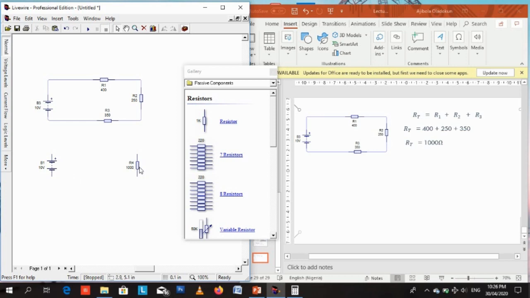So let me rotate it this way. This is another way of connecting a resistor across a voltage source, or a voltage source across a resistor. As long as the terminals are connected right, the orientation doesn't matter whether it is vertical or horizontal. As long as the right terminals are connected to the right terminals, that's what matters. The orientation doesn't matter.